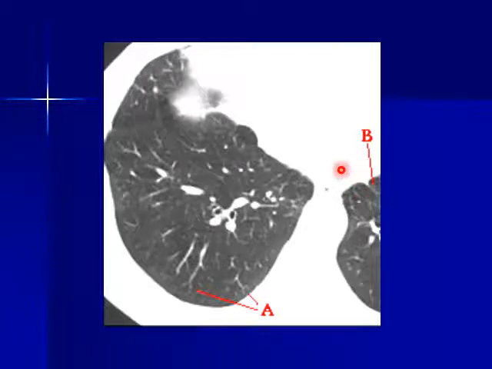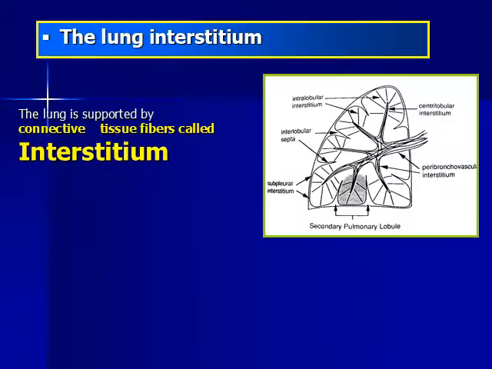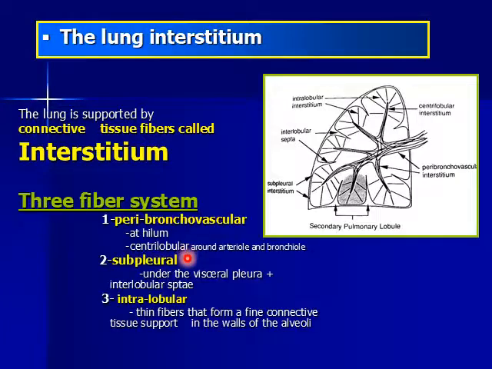Let us compare. B is an interlobular septum because it reaches the pleural surface, while A are pulmonary arteries. The connective tissue system of the lung is divided into 3 fiber systems. The first one is called the peribronchovascular interstitium. It starts in the hilum, surrounds the major arteries, and goes along the major arteries and bronchi till the core, or the central area, of the secondary pulmonary lobule.